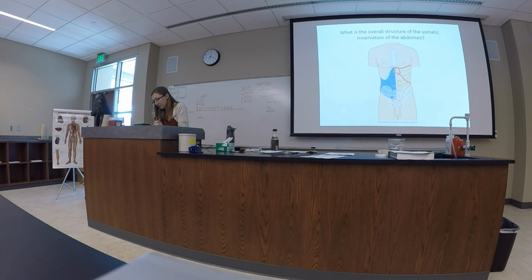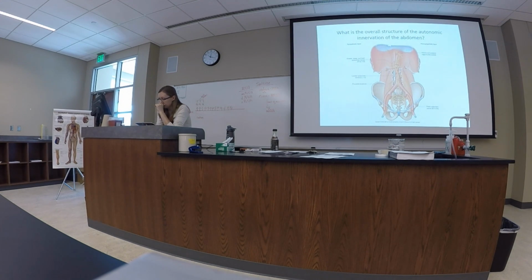We also have branches of the subcostal nerve, T12, and of the L1 nerve that help innervate the inferior aspects of the abdominal wall. Now for the viscera, we have the autonomic nervous system predominantly, and so we have both sympathetic input and parasympathetic input. Sympathetic input accounts for about 1/3 of the overall innervation, whereas parasympathetic accounts for about 2/3 of the total innervation of the abdominal viscera.